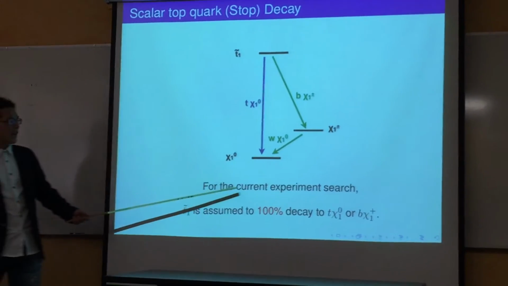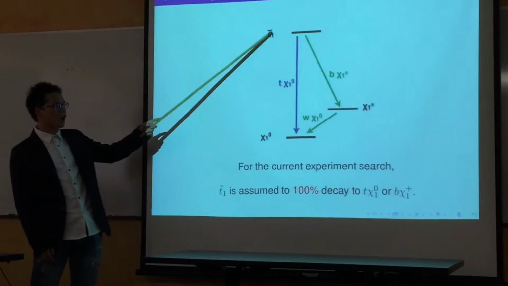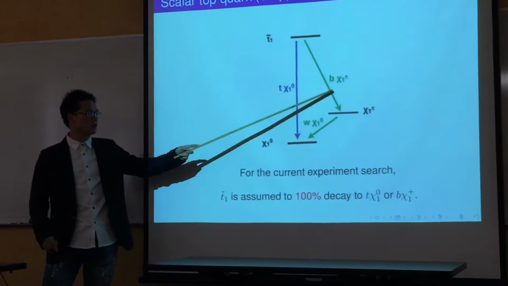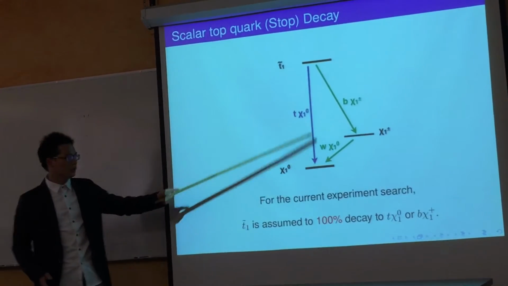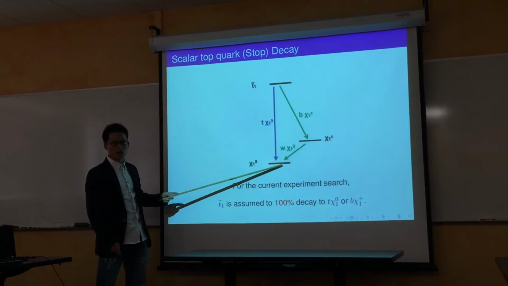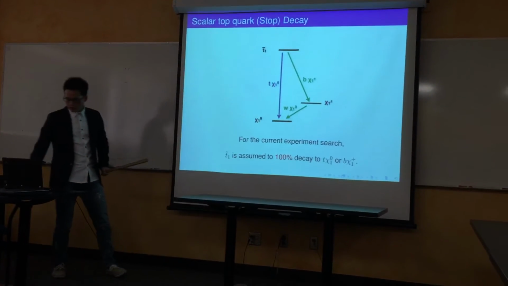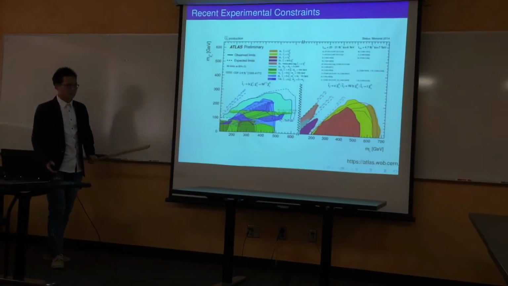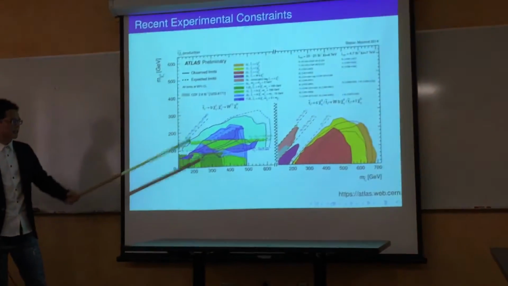For the current experimental searches, we just assume the stop has two decay channels, either 100% decay to this channel or 100% decay to that channel. Those are the experimental searches. This plot shows the current experimental constraints on the stop mass.